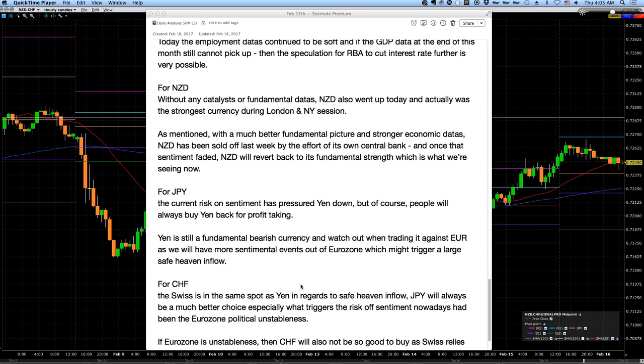Japanese yen and Swiss franc are both in a neutral position right now, and they are fundamentally bearish right now because of the risk-on sentiment. The stock market, especially the US S&P and Dow Jones, are on a consecutive bullish trend, and it's just going higher and higher.